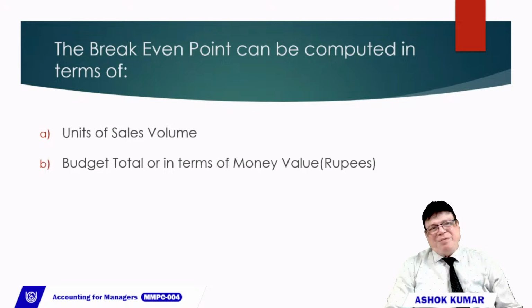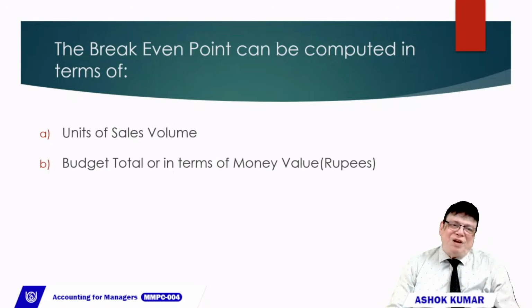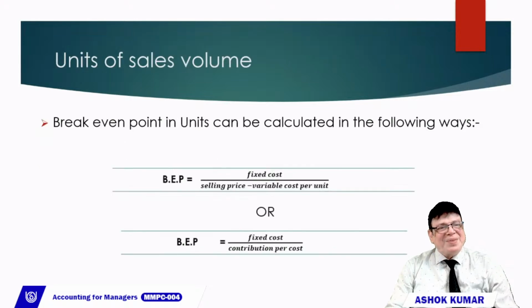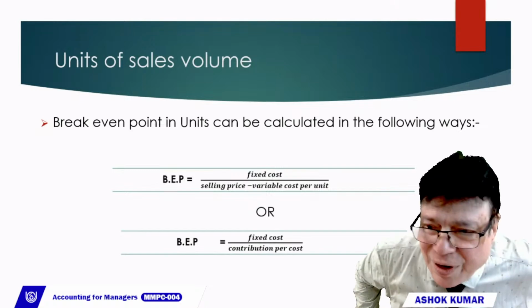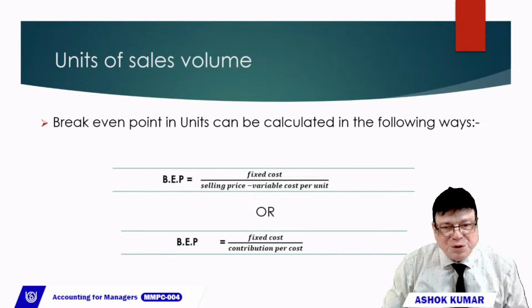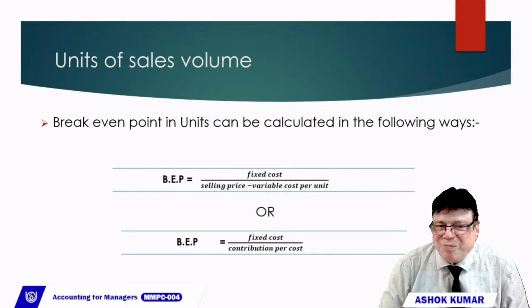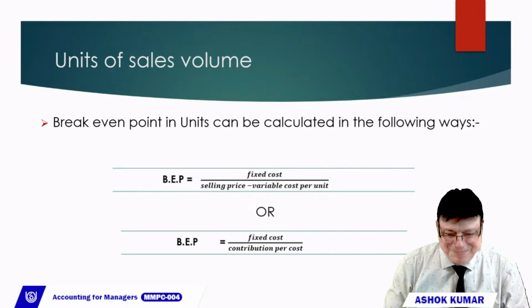The break even point can be computed in terms of units of sales volume, and the second method is in terms of money value, that is rupees. So break even point in units can be calculated. The formula is break even point is equal to fixed cost divided by selling price per unit minus variable cost per unit. Or the second formula is break even point is equal to fixed cost divided by contribution per unit.